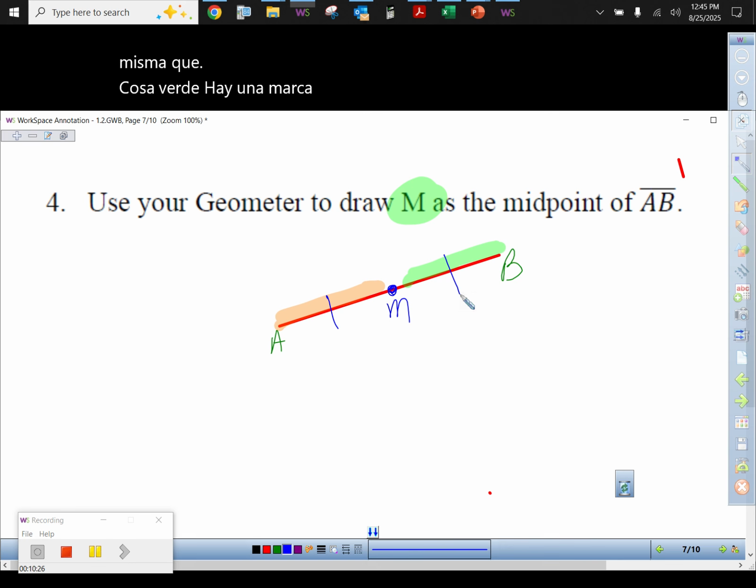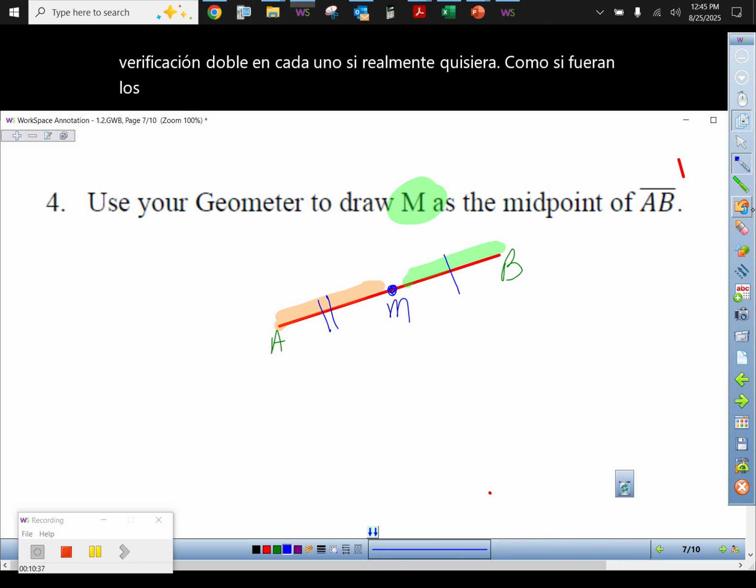Do you see how I used a single tick mark on each one? I could have used a double tick mark on each one if I really wanted to. Like, those are the same as well. But what I can't do is have a single tick mark on one and a double tick mark on the other, because that means they're different. Does that kind of make sense? So the tick marks are just meaning that they are the same.